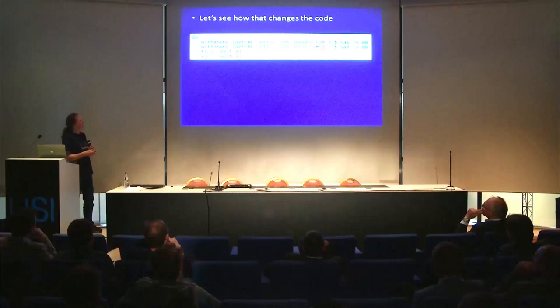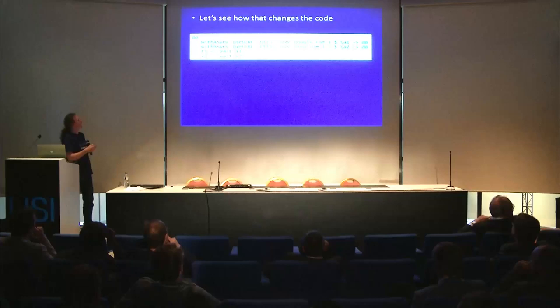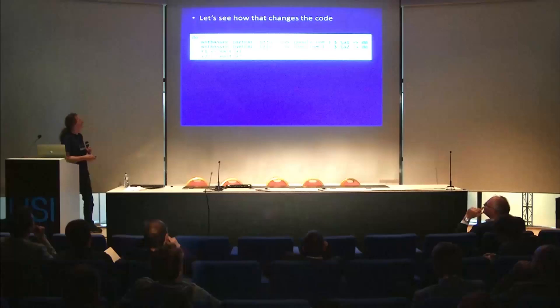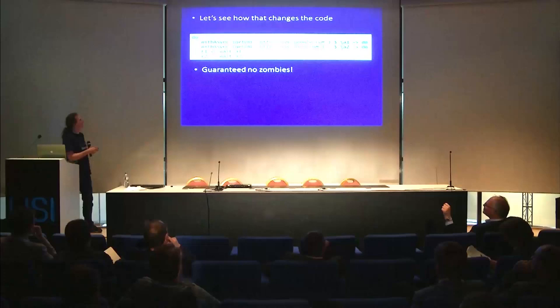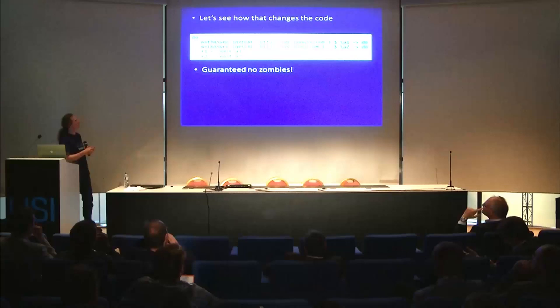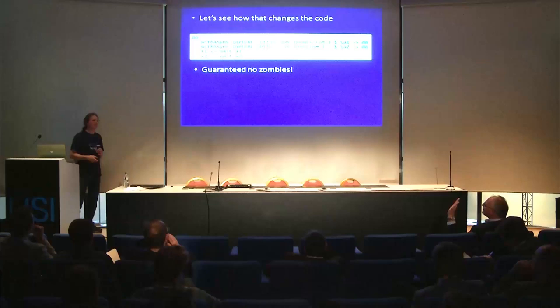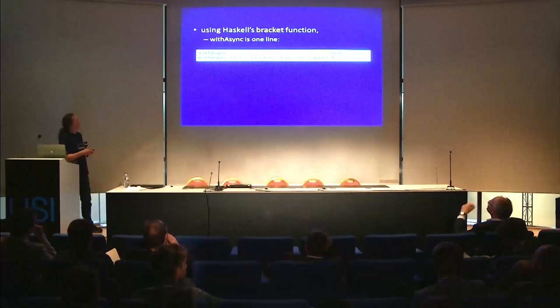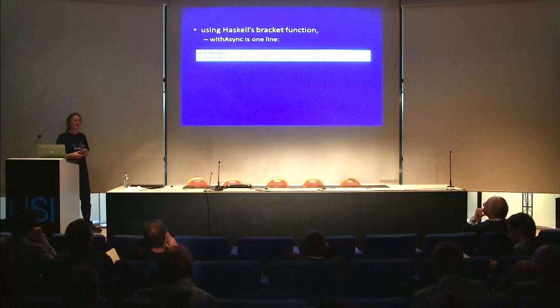So there are now two nested scopes. This first withAsync scopes over the rest of the code here, and the second withAsync scopes over just the two waits. And now we're guaranteed no zombies, right? Because if the first wait here throws an exception, the exception propagates outside of the innermost nested scope, and that will automatically cancel the operation. Okay, so withAsync, it turns out, is very simply expressed in terms of a function called bracket, which we use for catching exceptions and cleaning up in Haskell.